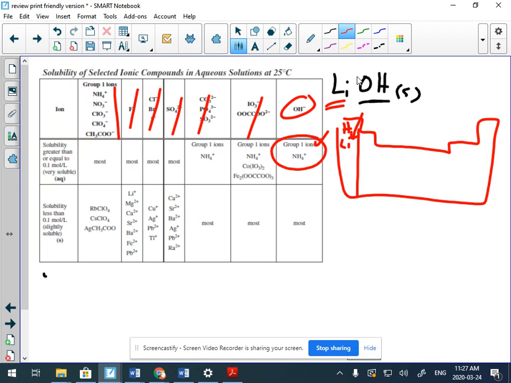Soluble with hydroxide. Okay, I hope this little video helped.